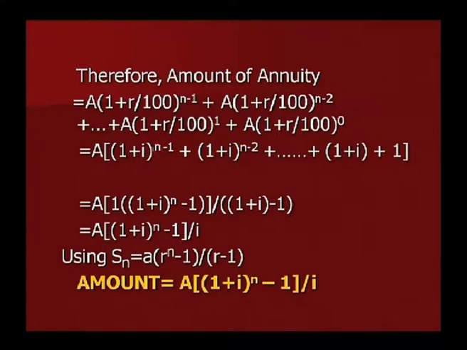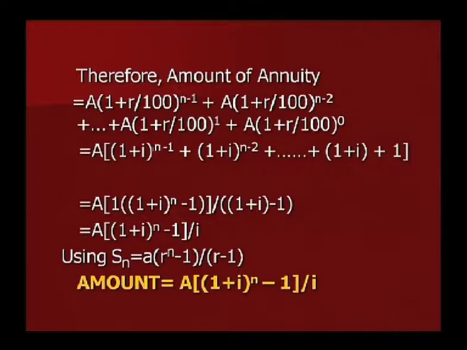Amount of annuity is A multiplied by (1 + r/100)^(n-1) plus A(1 + r/100)^(n-2) plus and so on, A(1 + r/100)^1 plus A(1 + r/100)^0, that is equal to A multiplied by [(1 + i)^(n-1) + (1 + i)^(n-2) + and so on + (1 + i) + 1], that is equal to A multiplied by [(1 + i)^n - 1] divided by [(1 + i) - 1], that is equal to A[(1 + i)^n - 1]/i.